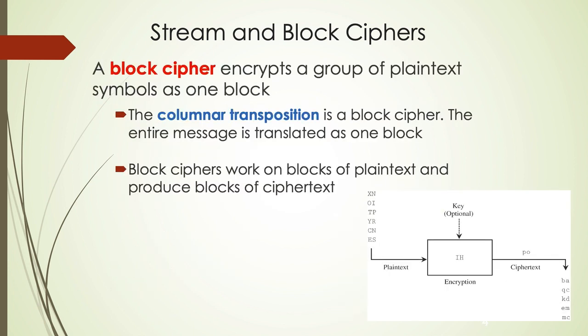Block ciphers encrypt a group of plain text symbols. So columnar transposition is a block cipher. It treats the entire message as one block when it's translating it. So block ciphers work on blocks of plain text and produce blocks of ciphertext. So it's not like before. It's not the stream. It takes the whole message, puts it into blocks, and then transforms it.